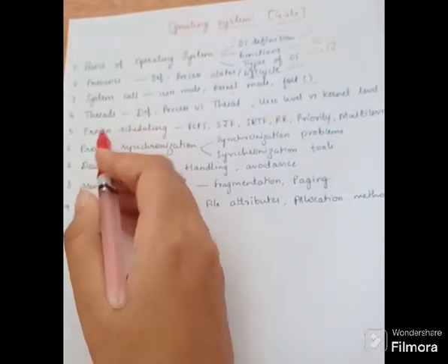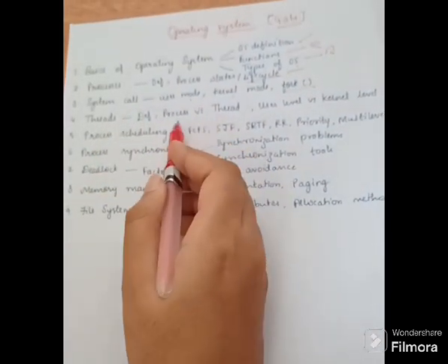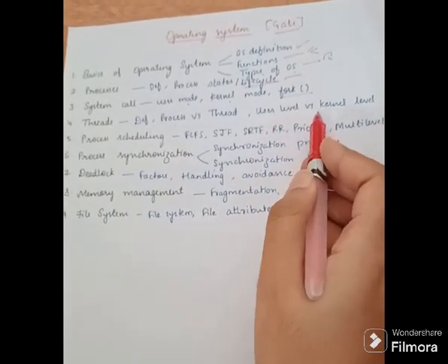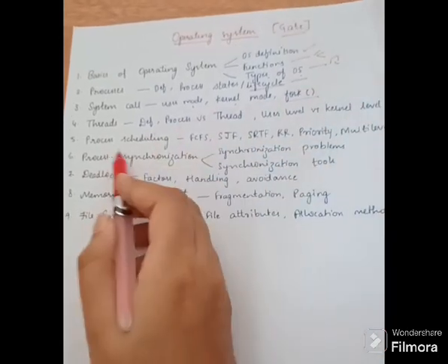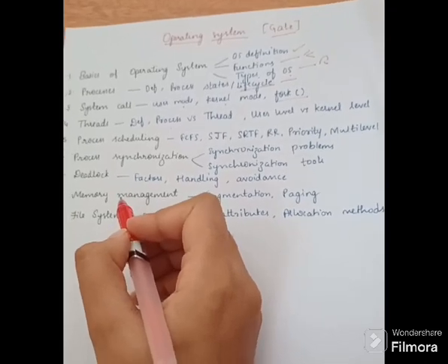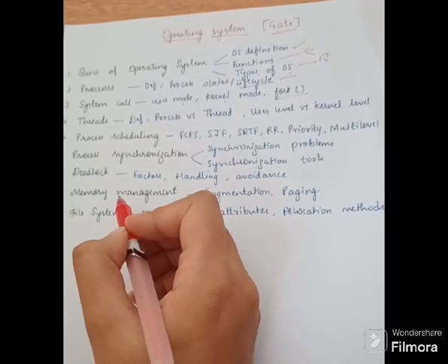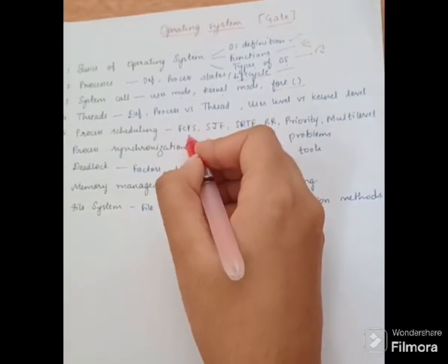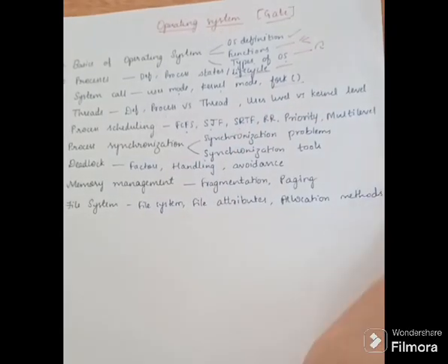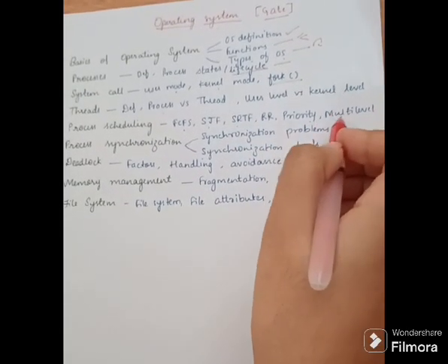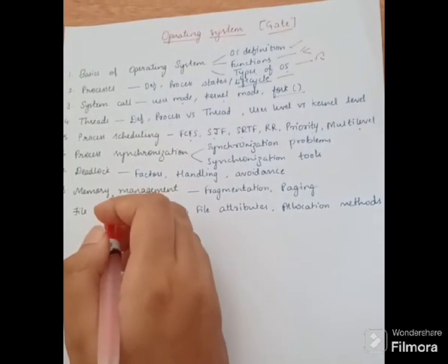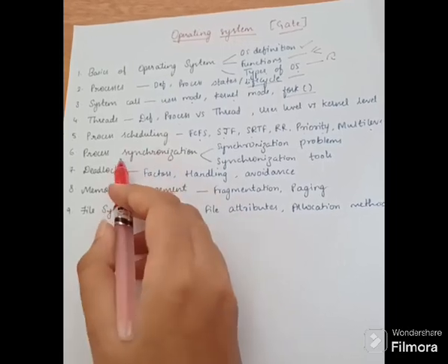And then we'll be talking about threads, what threads are, how they are different, process versus thread, and we'll also be talking about user level versus kernel level threads. Then process scheduling algorithms, we have preemptive and non-preemptive algorithms that we'll be discussing in further detail in the upcoming videos. We'll talk about first come first serve algorithm, shortest job first, shortest remaining time first, round robin, priority scheduling, multi-level queue scheduling.